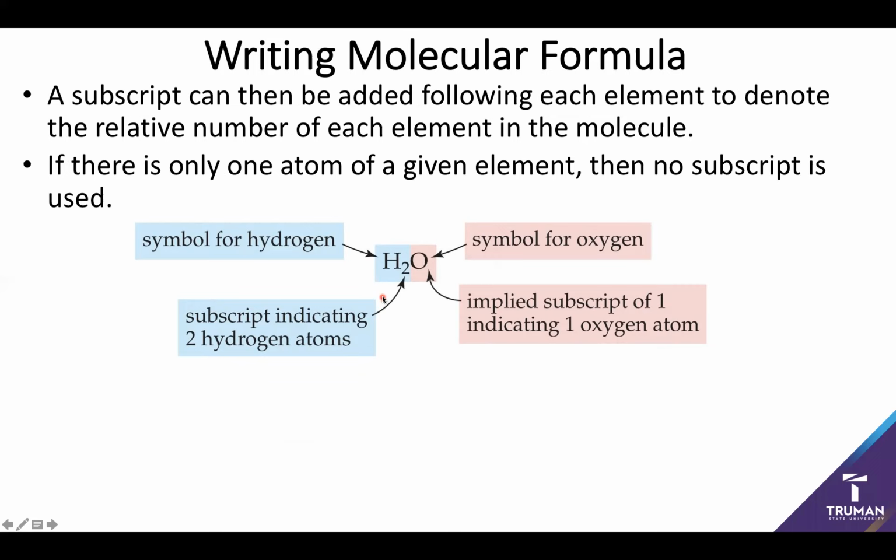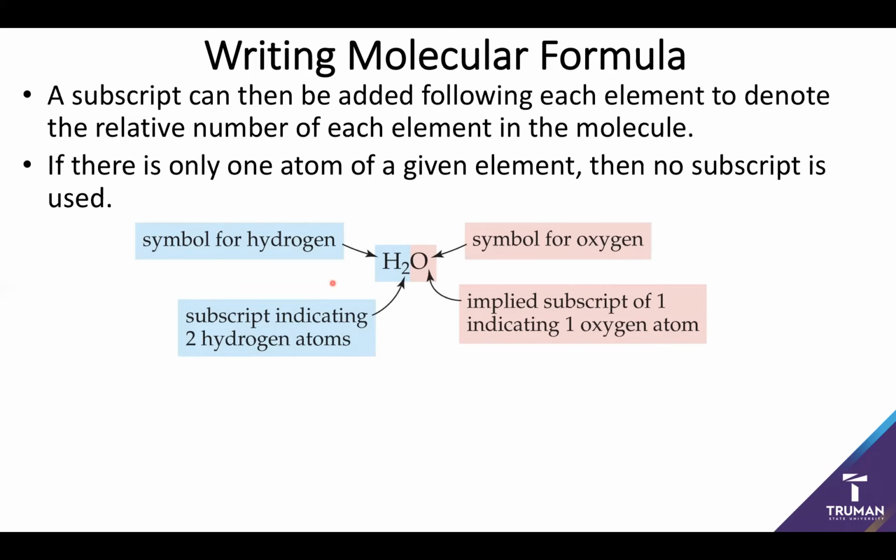So if I'm looking at water, it's got two hydrogens. So I have H subscript 2, denoting I've got two hydrogen atoms, and oxygen, no subscript. If I have no subscript, it pretty much means that I have a de facto subscript of 1. And this actually works fairly well for most molecular species.